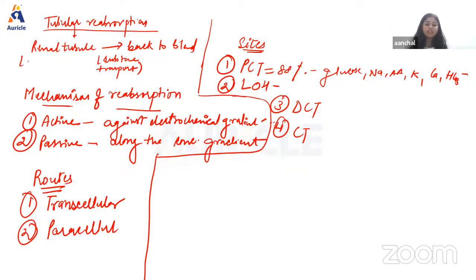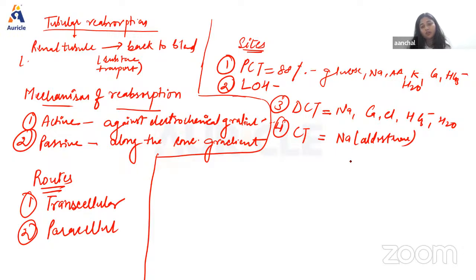Then next we have the DCT. From DCT, again, sodium, calcium, chloride, bicarbonate, and water get reabsorbed. Here also water gets reabsorbed. Okay. Then finally from the collecting tubules, the substances reabsorbed in the collecting duct are again sodium, but sodium reabsorption occurs in the presence of the hormone aldosterone. And water will be absorbed in the presence of the hormone ADH. And along with this, urea gets reabsorbed.